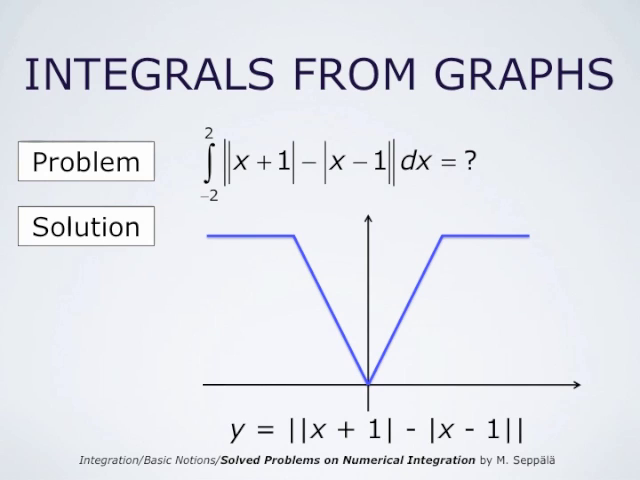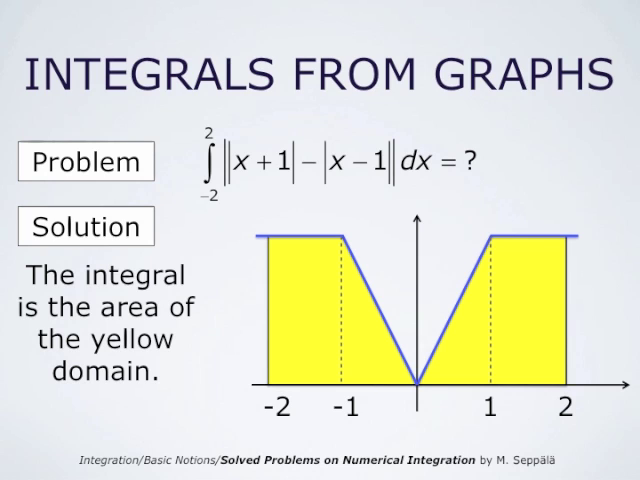This is the graph of the function y equals the absolute value of x plus 1 minus the absolute value of x minus 1. And our task is to compute the integral from -2 to 2 of this function. This means that we have to compute the area of the yellow domain indicated here in this picture. Now this area is easy to compute because it consists of 2 rectangles and 2 triangles.